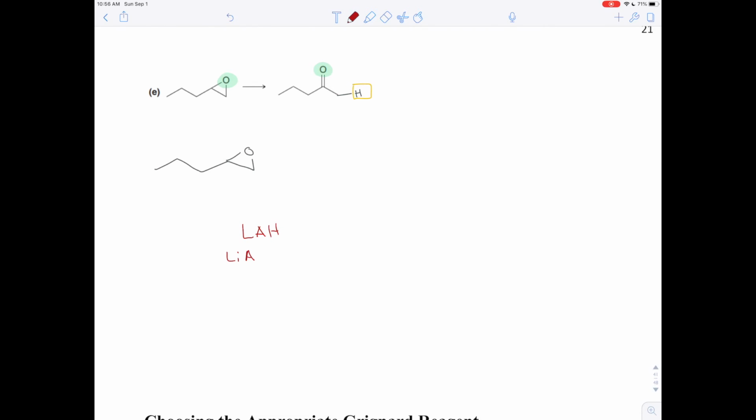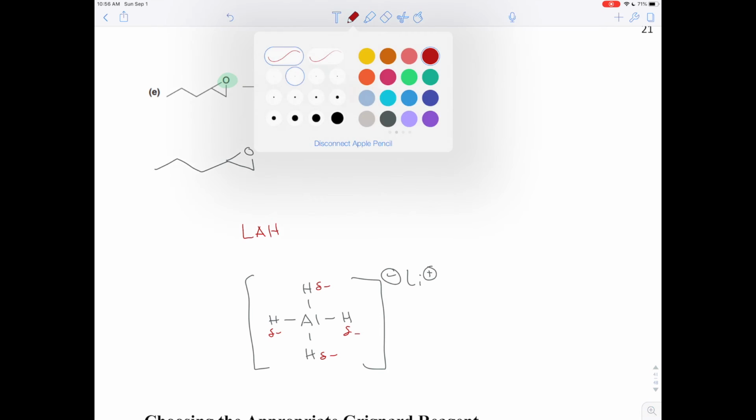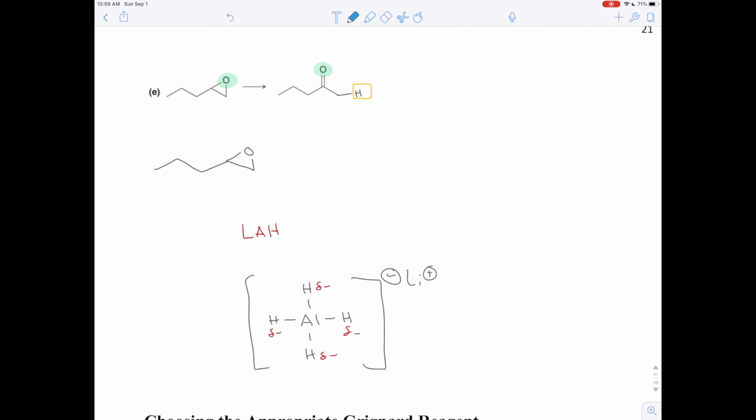LAH stands for lithium aluminum hydride, and it looks something like this. You have aluminum in the middle, 4 bonds, 4 hydrogens. That whole thing has a negative charge, and lithium is balancing that negative charge. What you'd want to notice is that you have a metal in the center. Anytime you have a metal, you have really low electronegativity, and the electrons go to whatever is bonded to the metal. Hydrogen isn't a particularly electronegative element, but compared to a metal, it is.